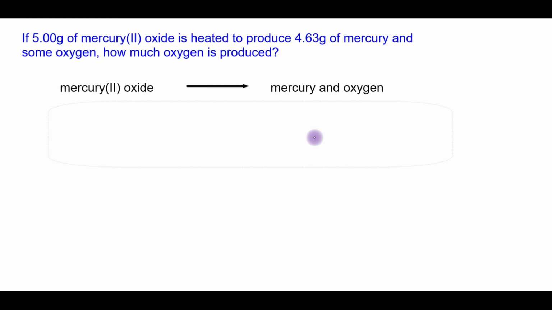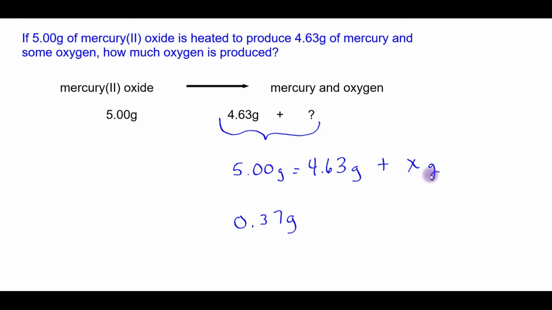Pause the video and give this one a try. We have 5 grams of mercury 2 oxide, and we know it's going to produce mercury and oxygen. It produces 4.63 grams of mercury and some oxygen. How much oxygen is produced? The total of the reactants is 5 grams, and so that means the products has to equal 5 grams. Setting it up as a simple algebra problem, or simply subtracting the mercury from the mercury 2 oxide, the mass of the oxygen was 0.37 grams.